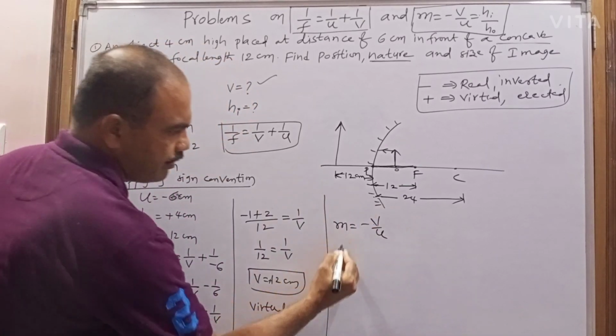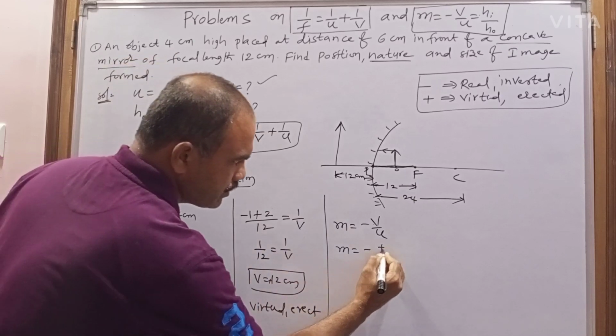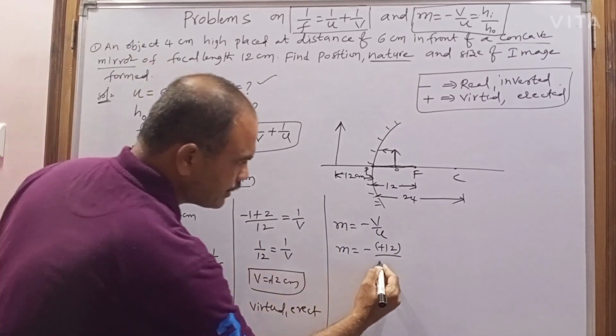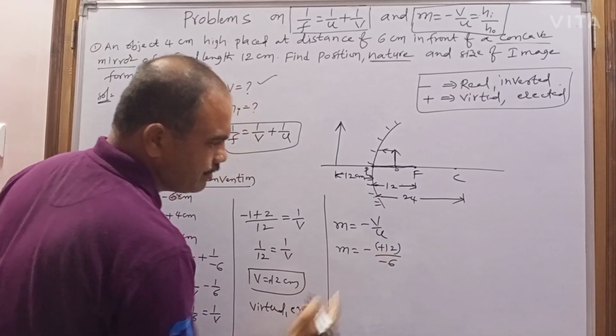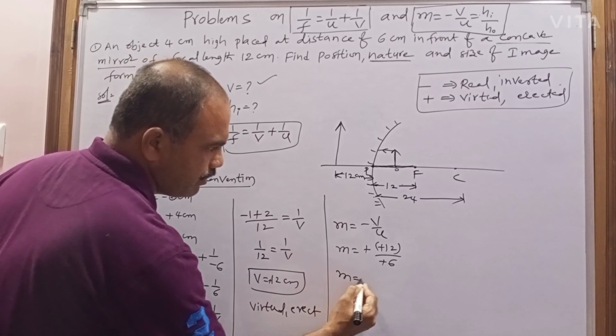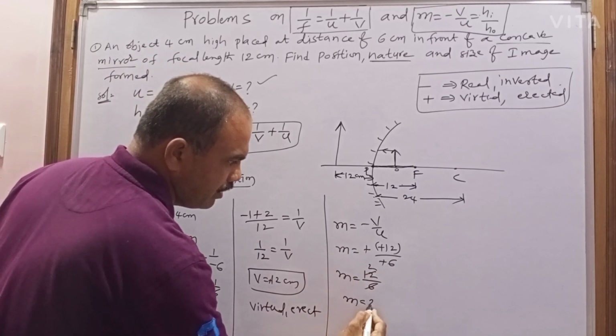So now magnification M equal to minus V by U. What is the V value? 12, that is plus 12, by U. What is U? U is minus 6. So plus into minus is minus, so this minus will be cancelled. M equal to 12 by 6. 6 1 ja, 6 2 ja. And how much did you get?